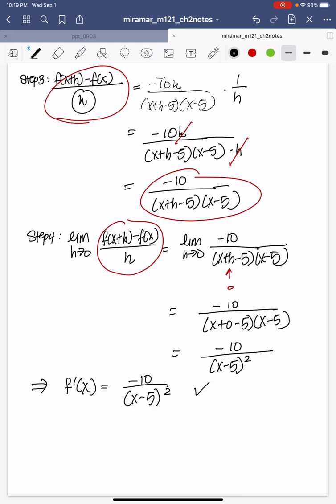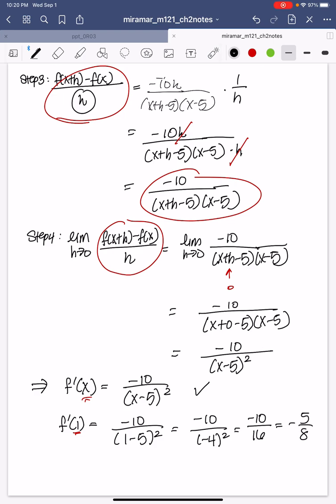Okay. So using this, let's find out f prime of 1. That is, plug in 1 wherever you see x in the derivative function. So negative 10 over 1 minus 5 squared. That is negative 10 over negative 4 squared, which is negative 10 over 16, reduced down to negative 5 over 8. So that will be f prime of 1.